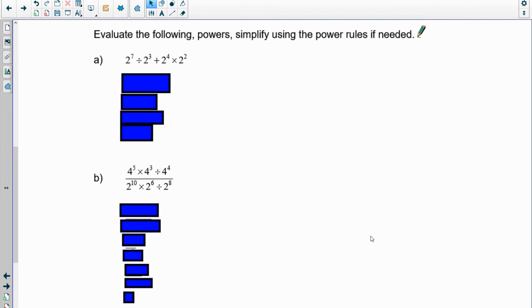All right, let's take a look. What can go together and what can't? Well, if you notice, this is 2 to the 7, and this is 2 to the 3. The bases are the same, so as a divide, this can be put together.